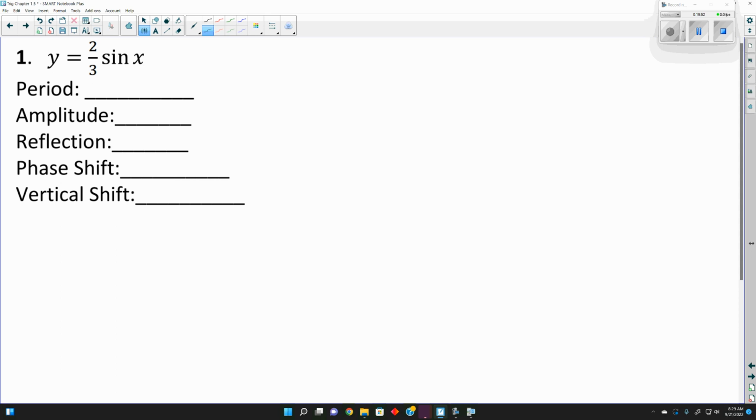Now, if we look at this here, our period is going to be what? 2 pi over b, yes? Well, what's the value of b here? 1, yes? So 2 pi over 1, which is 2 pi. Our period did not change. It's going to be the normal period for sine.